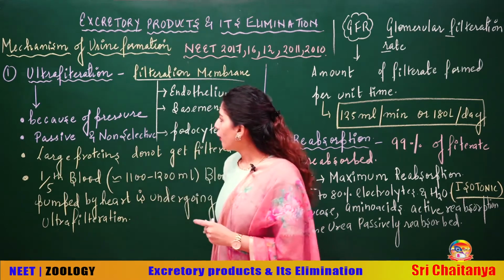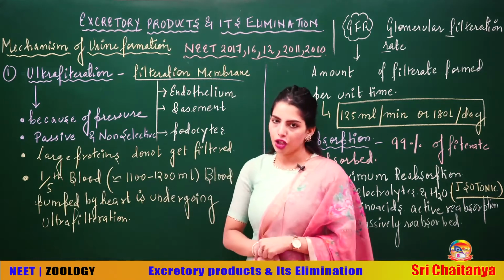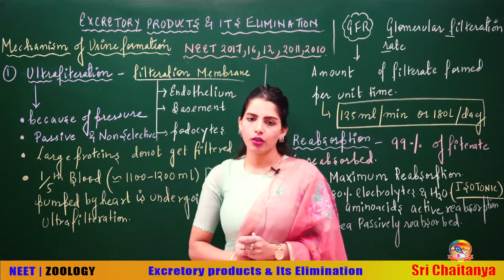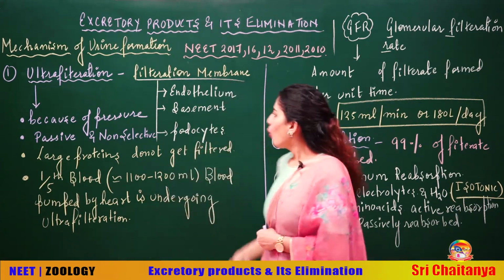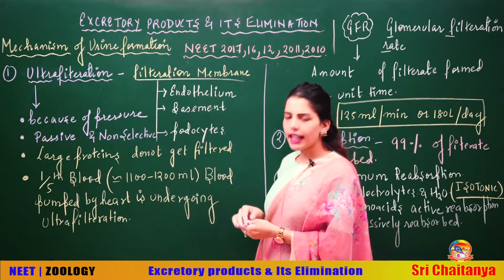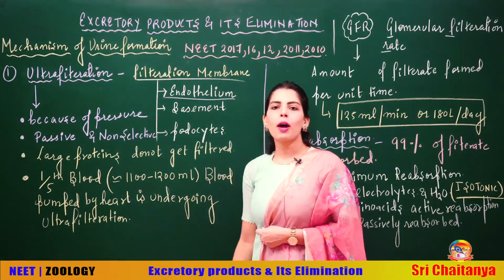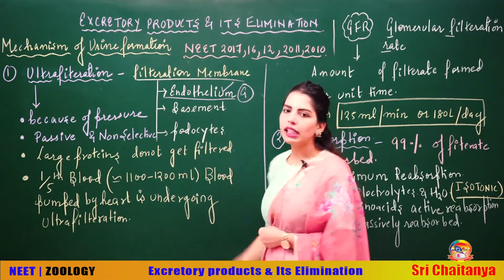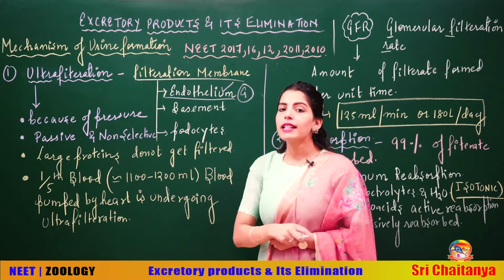Talking about the very first step of urine formation, which is ultrafiltration. Now when you say ultrafiltration, students, you now very well know that the filtration is taking place through 3 layers. One is the endothelium. Where is this endothelium layer present? This endothelium is the simple squamous epithelium of glomerulus. So the endothelium of glomerulus, and then it also passes through the podocytes, if you remember.